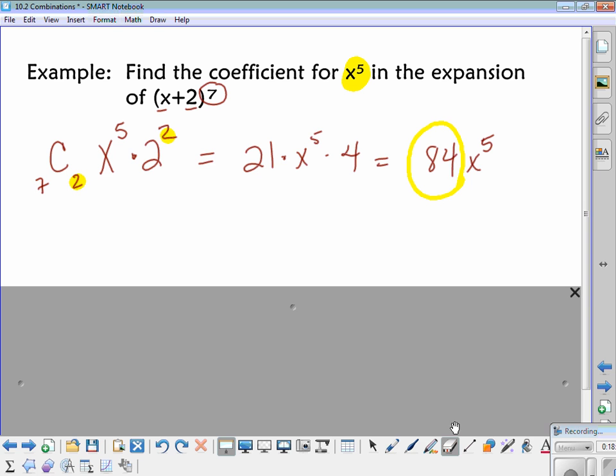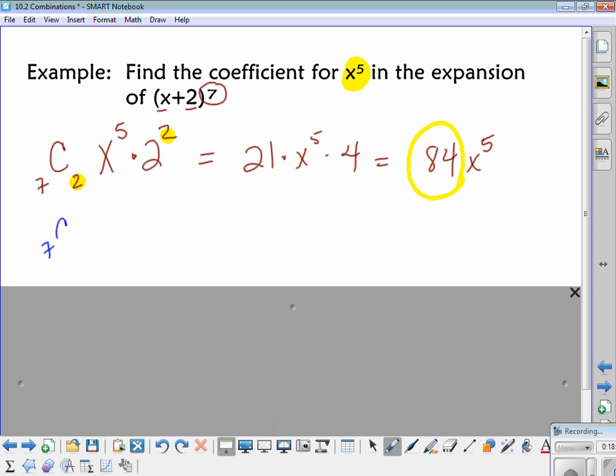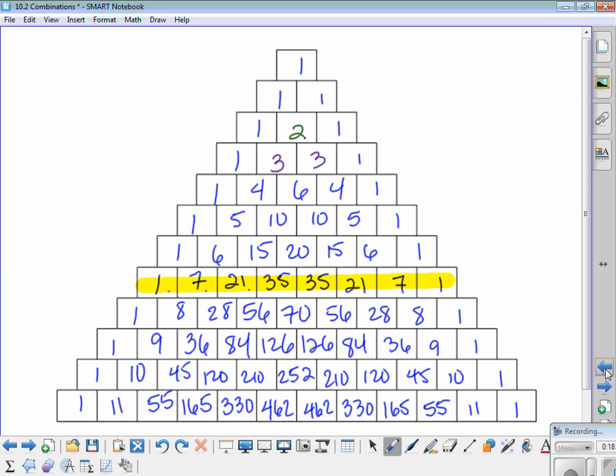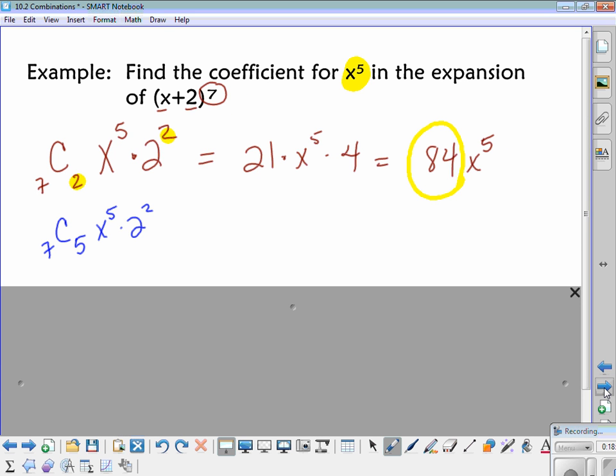So last period, somebody noticed that if they made a mistake, and they did 7 choose 5, x to the fifth, 2 squared. Let's go back over and see what happens if I accidentally put 5 instead of 2. There's 2, 3, 4, 5. What happens? I got the same number. So for whatever reason, when they set up the binomial theorem, they decided to count up, but you could have also gone the other direction because Pascal's triangle is symmetrical, right? So if you want to go the other direction, it actually doesn't matter.